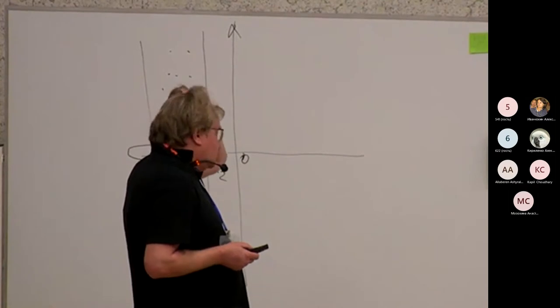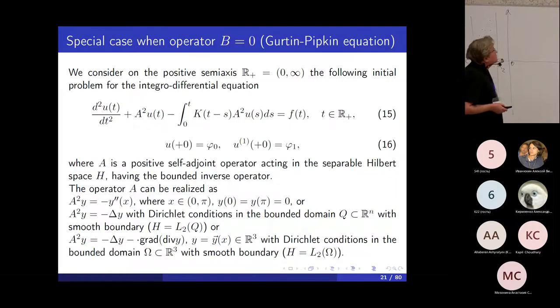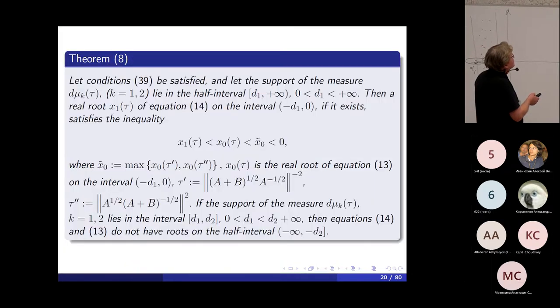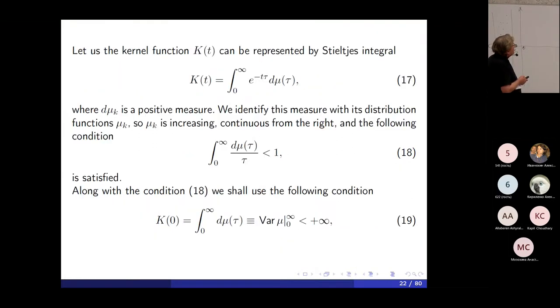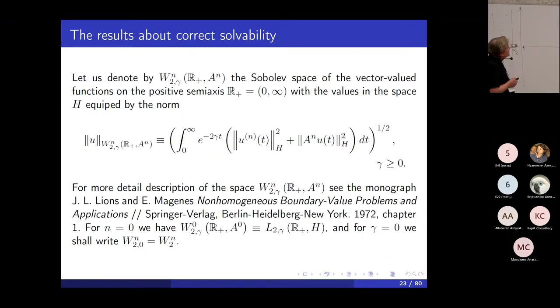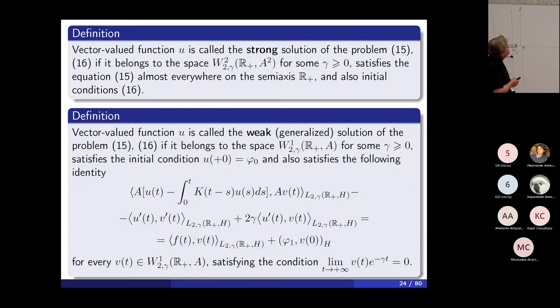So let us consider a more simple situation, the so-called Gurtin-Pipkin equation. It's the situation when operator B is equal to zero: heat equations with memory. For convenience, we introduce not operator A, but operator A squared here. It's in some way more convenient for us. Some conditions on the measure. Sobolev space constructed by operator A. So, usual for us now, definitions of strong solution and generalized or weak solutions of this equation.